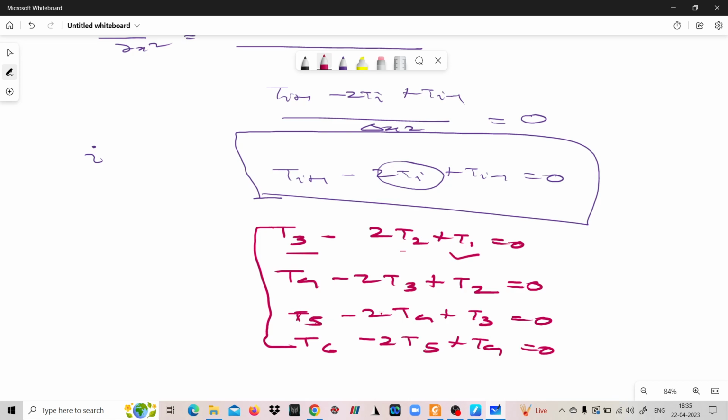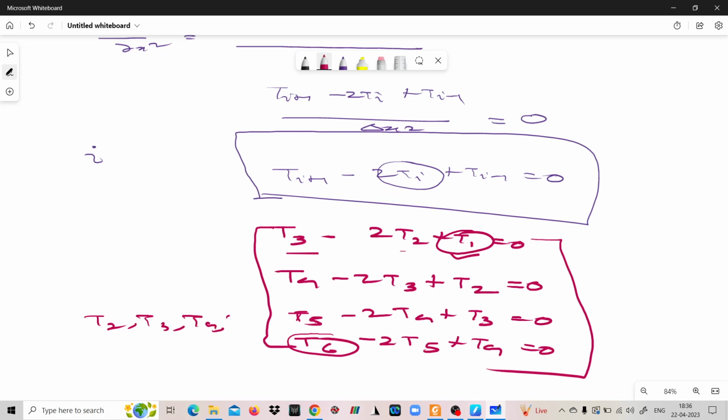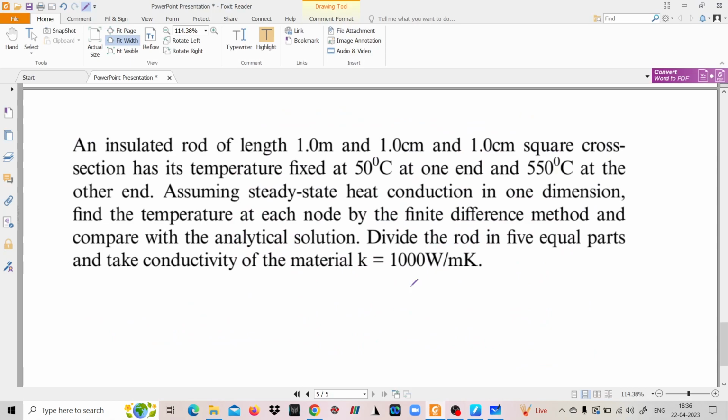Now once you have these 4, T1 is known to you. Similarly T6 is known to you. Okay, you put the values, and then you solve this system of simultaneous linear equations to obtain the values of T2, T3, T4, T5. This is the answer. So this gives you a brief idea of what is happening.